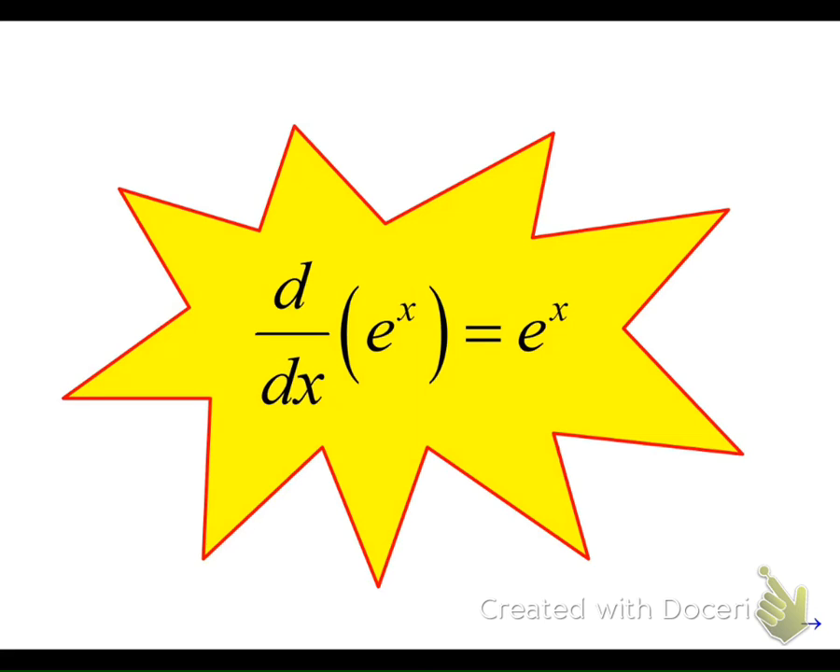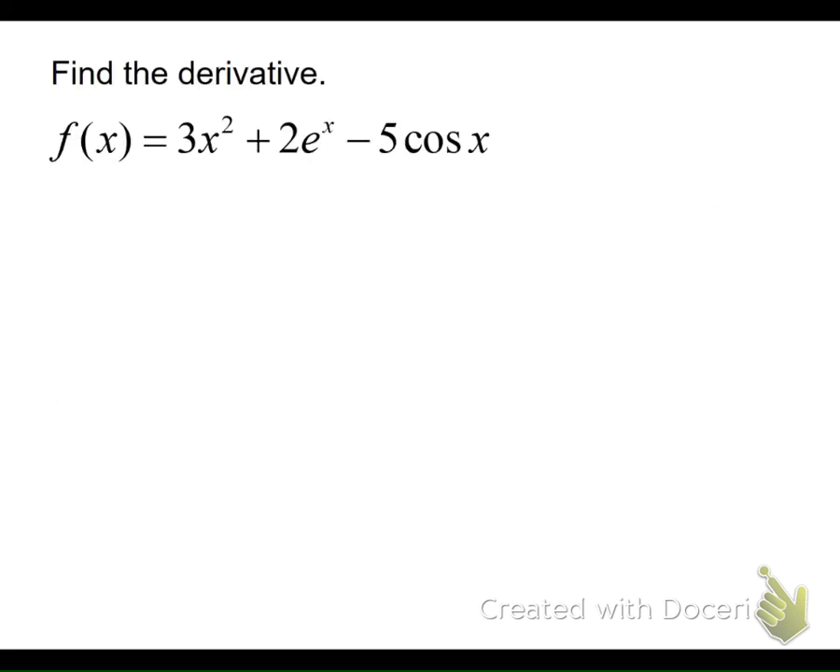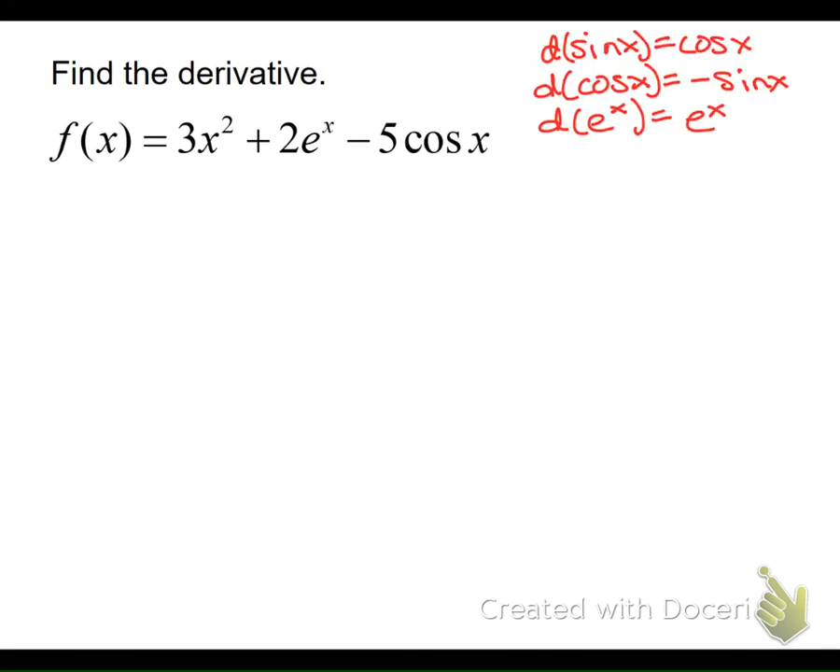Now memorize, you have 3 rules today. The derivative of sine is cosine, the derivative of cosine is negative sine, and the derivative of e to the x is e to the x. And let's put it all together. Let's see if we can figure out the derivative of this problem. We have only 3 rules that we learned today. Just don't confuse e to the x with your normal power rule.